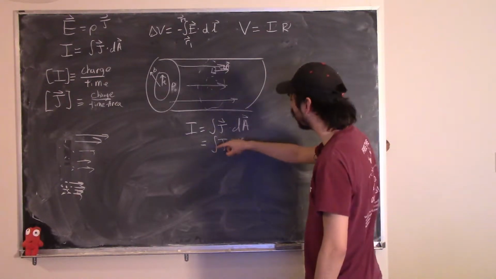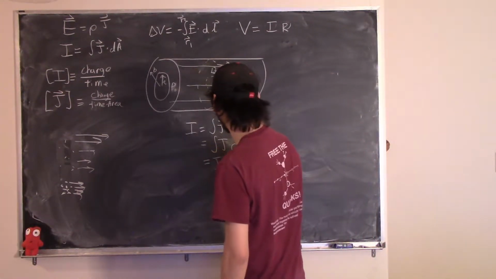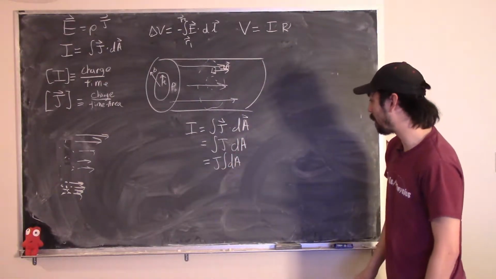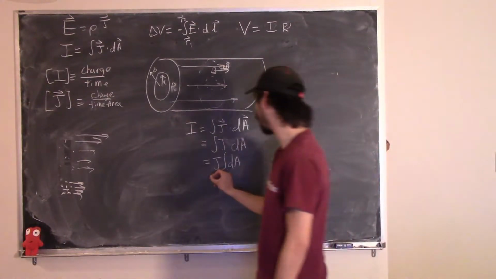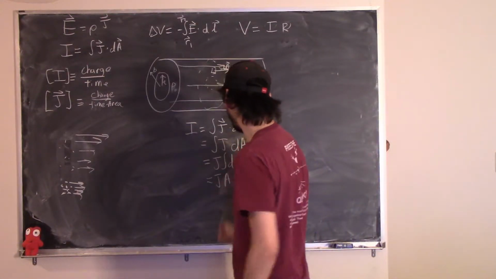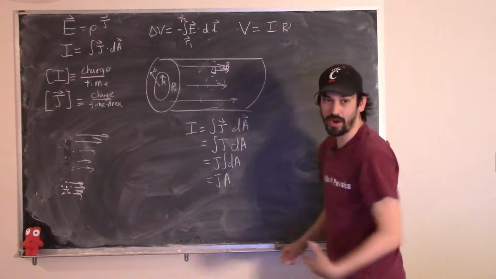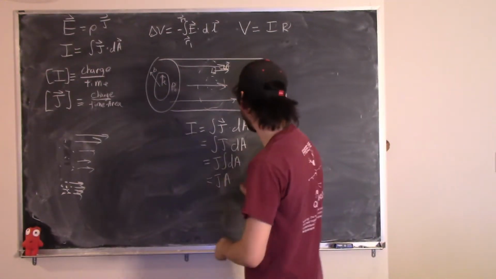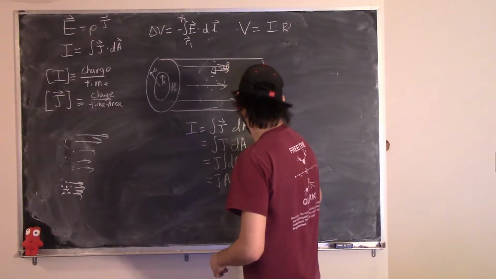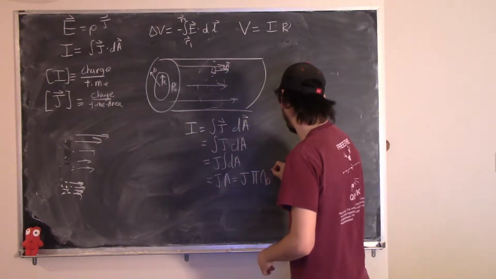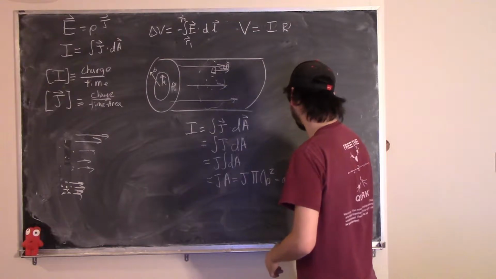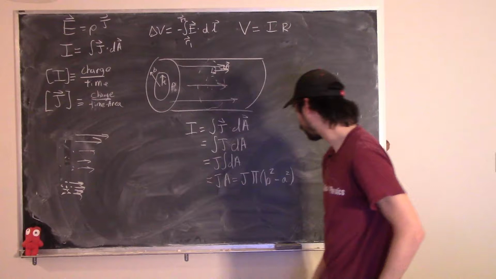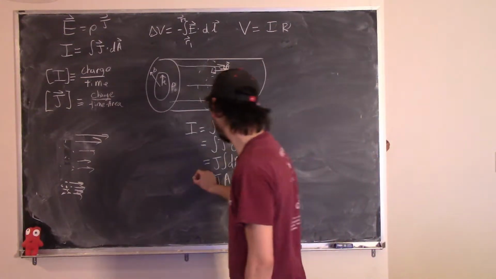And so I can pull that outside of the integral, and so this is just J integral dA. And we've seen plenty of these integrals of this form this semester. This is just going to be J times A. Okay, so now the question is, what is the area that this current density flows through? It's just going to be equal to pi times the outer radius squared minus the inner radius squared. So this is J pi (b squared minus a squared), which is equal to I.